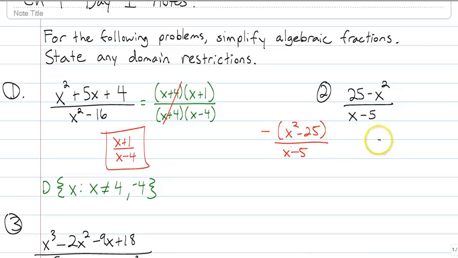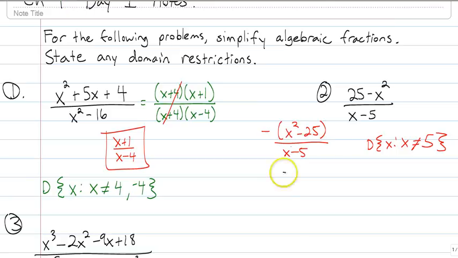Okay. You should be able to tell me that the domain restriction in this case is all x values such that x cannot be 5. And again, this came from the bottom of the fraction. We cannot have a 0 on the bottom of a fraction. So we cannot have 5.